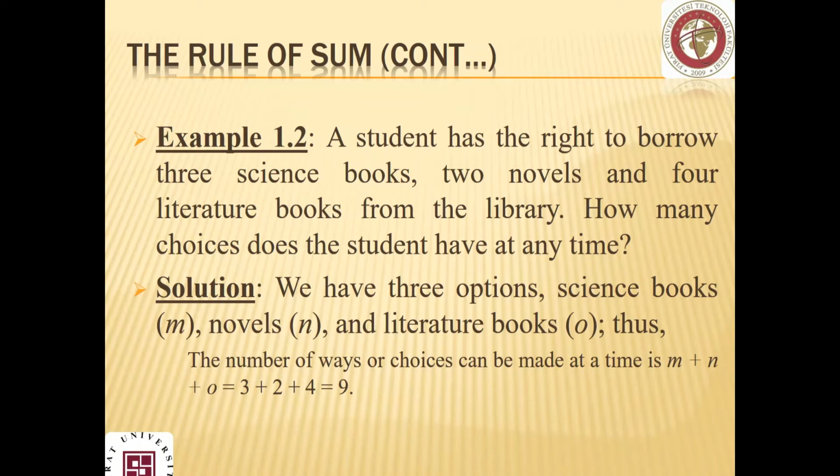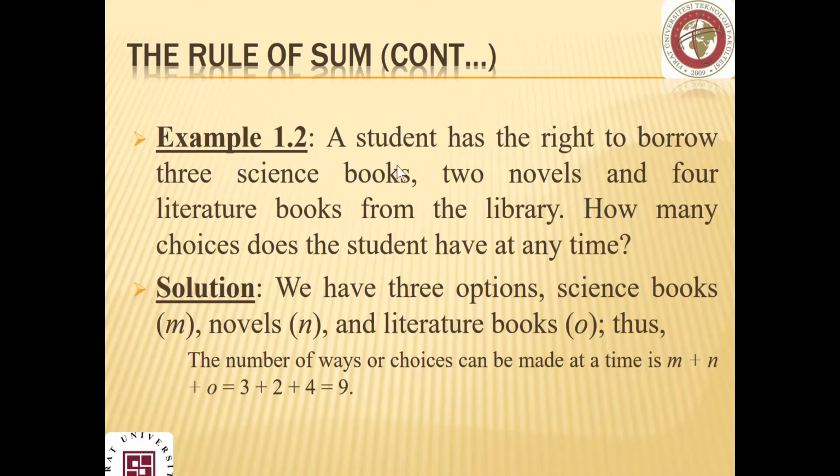Let's take another example. Let's say as a student you have the right to borrow 3 science books, science and technology, let's say, from the library, and 2 novels, and 4 literature books. So, the first task, you can borrow 3 science books. They are not in the same stream as novels. They are also not in the same stream as literature, and the novels cannot be attached to literature. In that case, we have 3 separate tasks, and their outcomes cannot be done simultaneously, and cannot be achieved simultaneously.